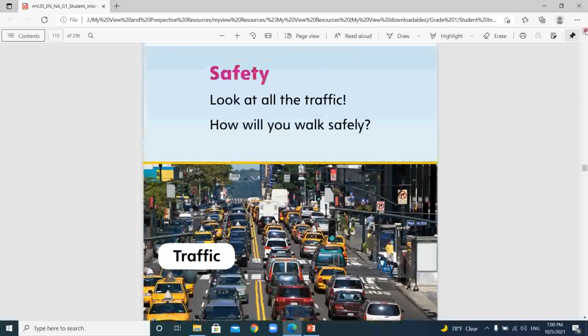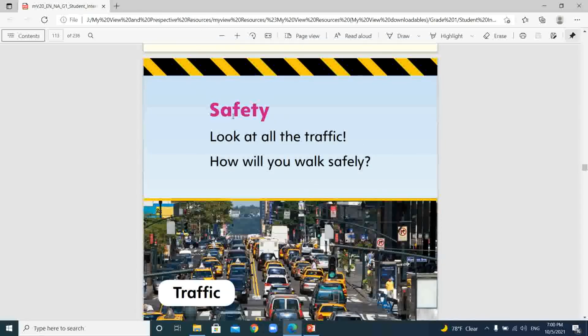Okay. The next heading says safety. Safety, look at all the traffic. How will you walk safely? Oh, here we have a heading. It tells about safety, how to stay safe. Safe means that you're okay. You won't get hurt. Okay? And it says, look at all the traffic.